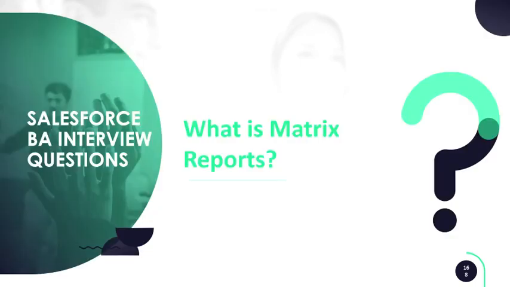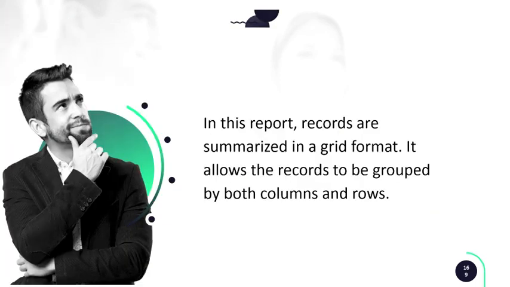Number 26. What is matrix reports? In this report, records are summarized in a grid format. It allows the records to be grouped by both columns and rows.